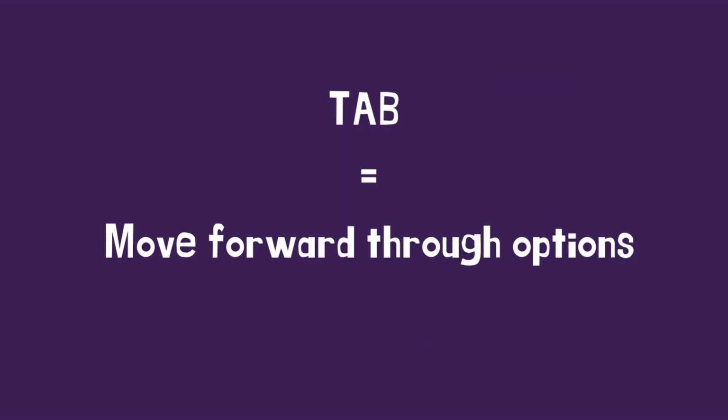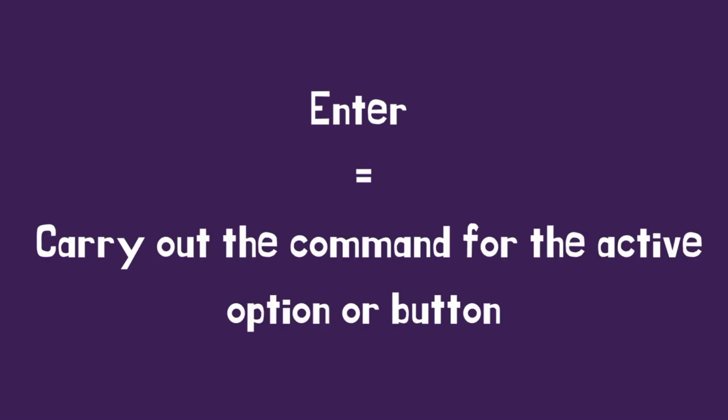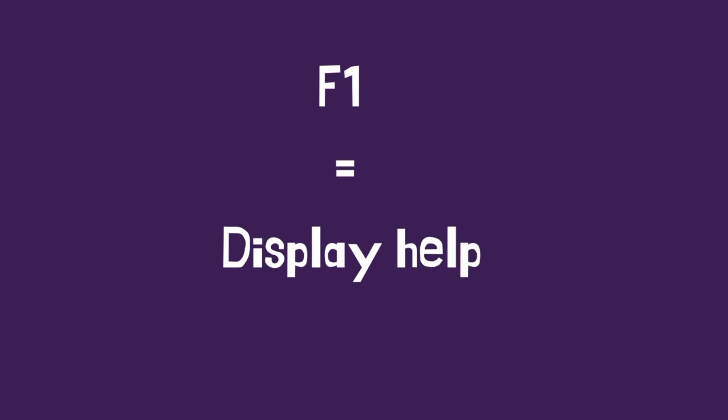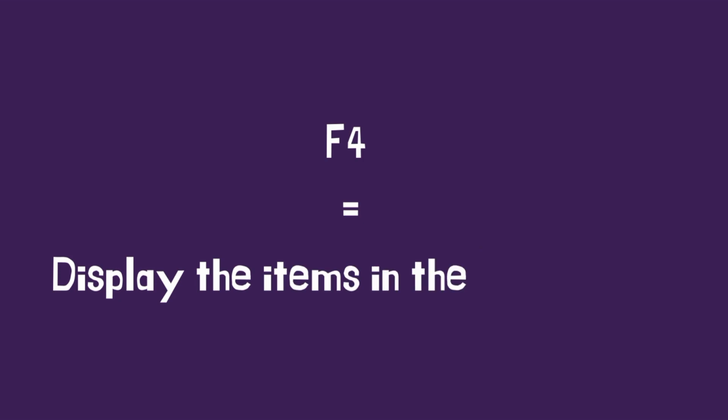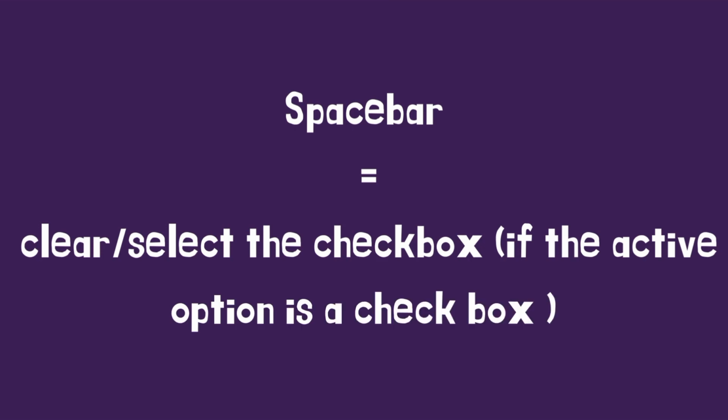Press Tab and it will help you to move forward through options. Press Enter to carry out the command for the active option or button. When you press F1, it will display help. When you press F4, it will display the items in the active list. When you press Spacebar, it will clear or select the checkbox if the active option is a checkbox.